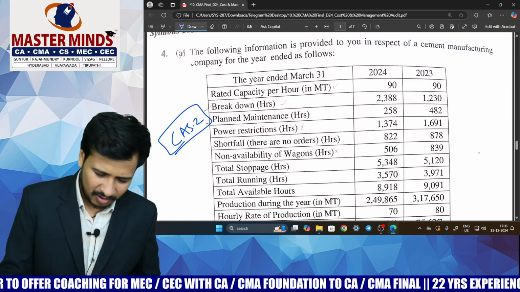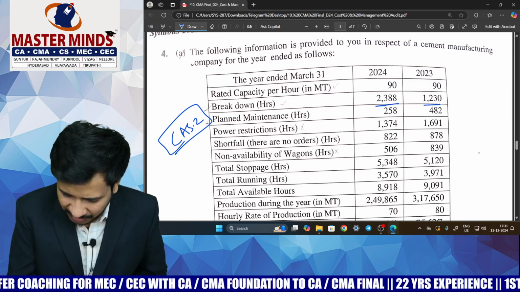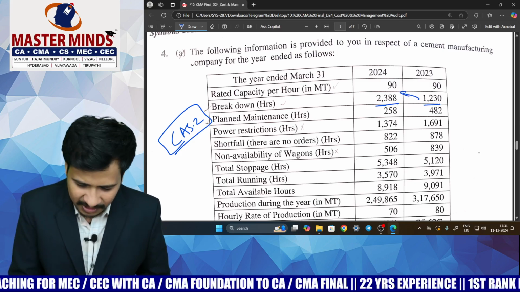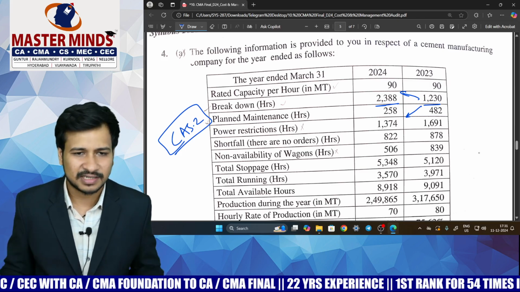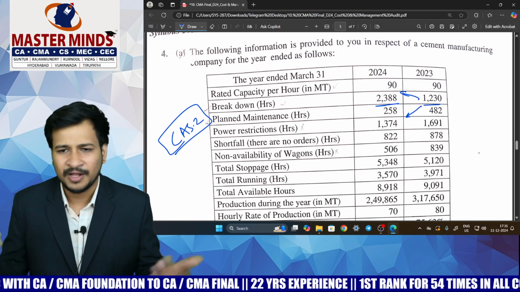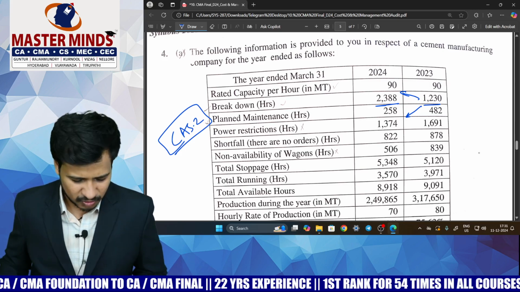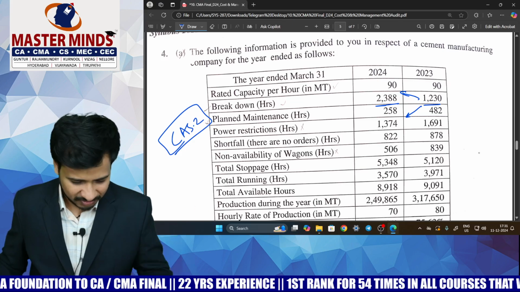Like breakdown hours have gone from 13 to 24, increased a lot, and planned maintenance hours decreased. So since planned maintenance decreased, breakdown hours increased. Like that you need to put a relation for each and everything, and you are supposed to write the comments and the performance on this.